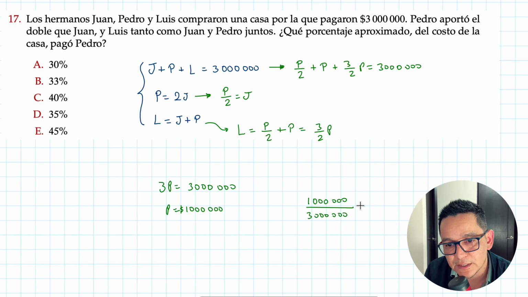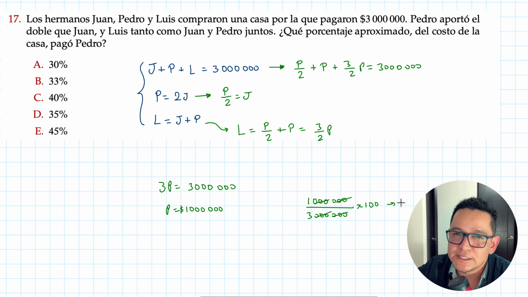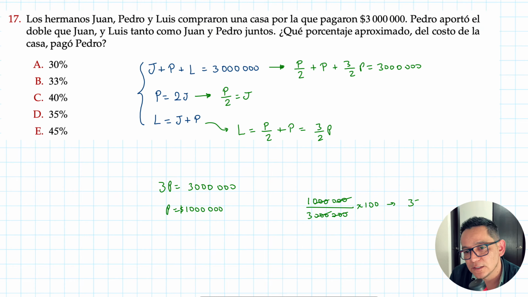There it is, right? And multiply it by 100, and well, here we can cancel out 3 zeros. And I'm left with 1/3 times 100. 1/3 is the same as 0.333, and so on forever, so it would be 0.333 times 100. This is going to give me 33, and now this is a good percentage. It's going to be 33.